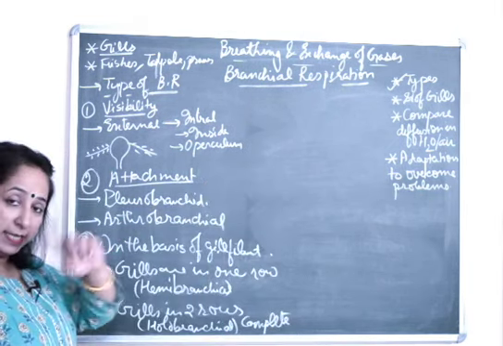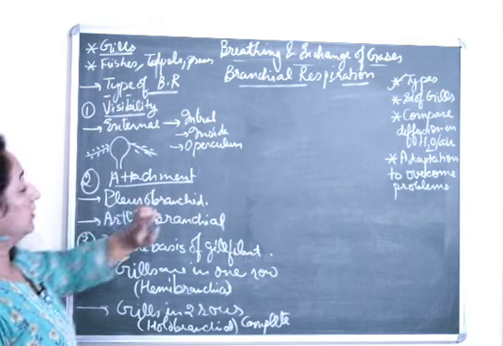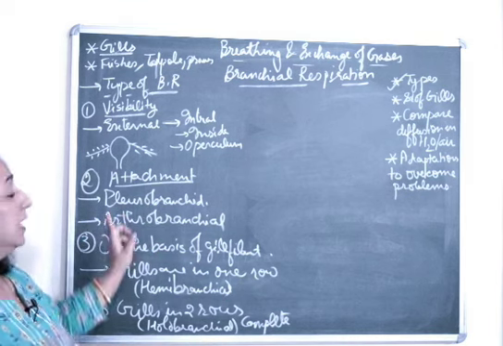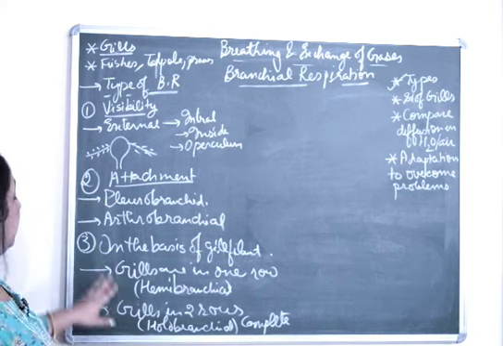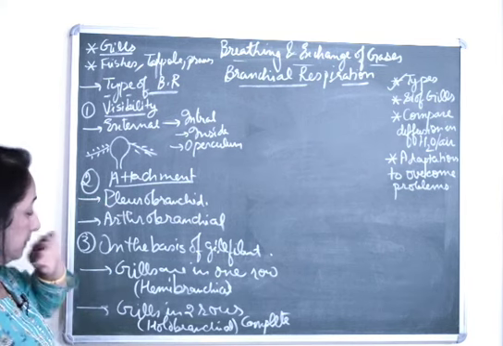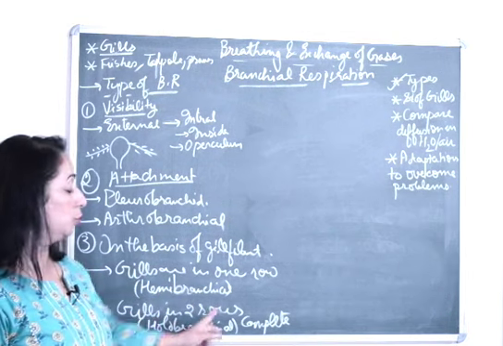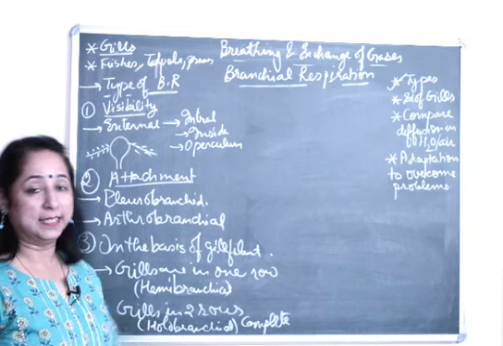Complete gills. Let's revise once again. On the basis of visibility, external and internal gills. On the basis of attachment, pleurobranchial and arthrobranchial. Pleuro on the sides, arthrobranchial wherein it is attached to the arthropodial membrane. On the basis of gill filaments, when gills are in one row, it is hemibranchial. When gills are in two rows, it is holobranchial. And this type of gills is also known as complete gills.